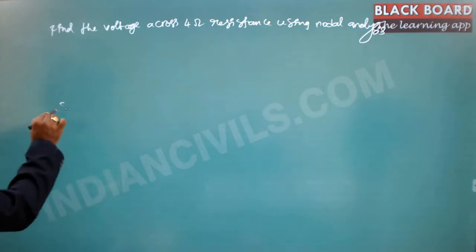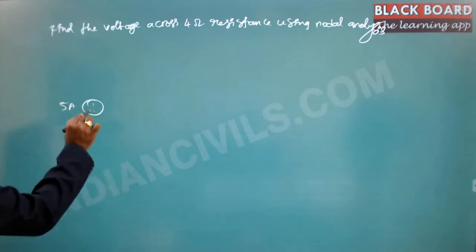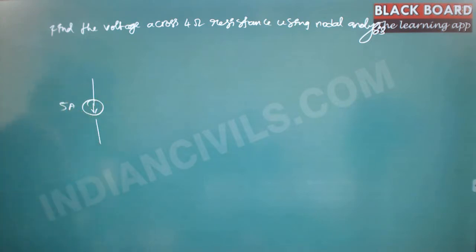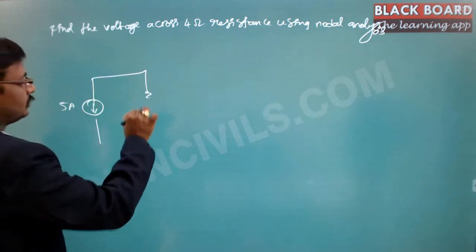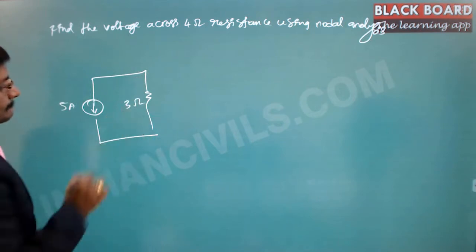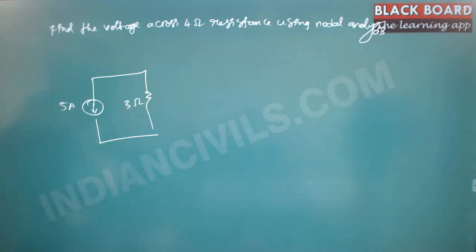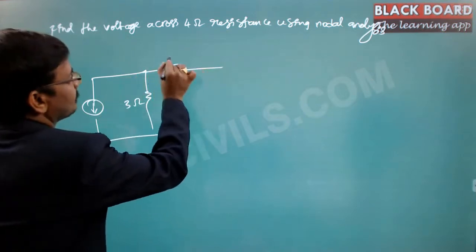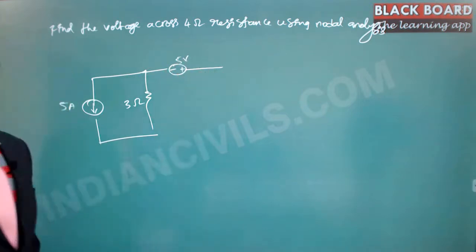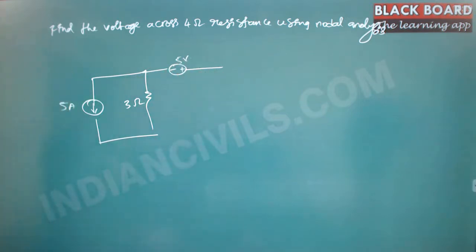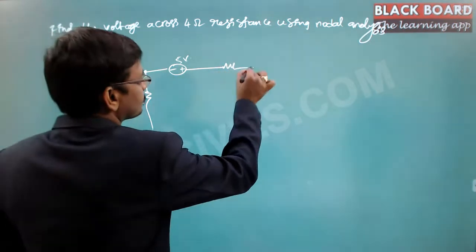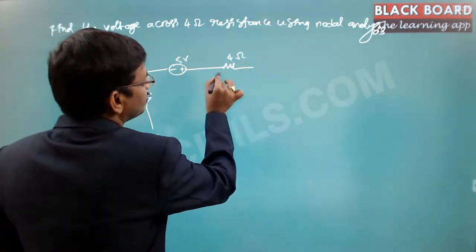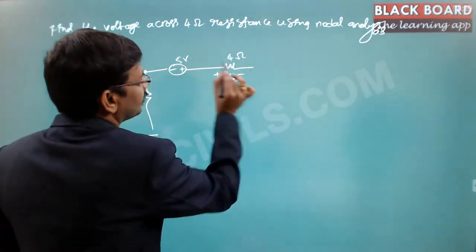there is one 5 amperes current source downwards, and there is a 3 ohms resistance across it. There is a voltage source of 5 volts. This is minus and this is plus. This is 5 volts. There is a resistance of 4 ohms, and this is plus and this is minus, and this can even be called Vx.